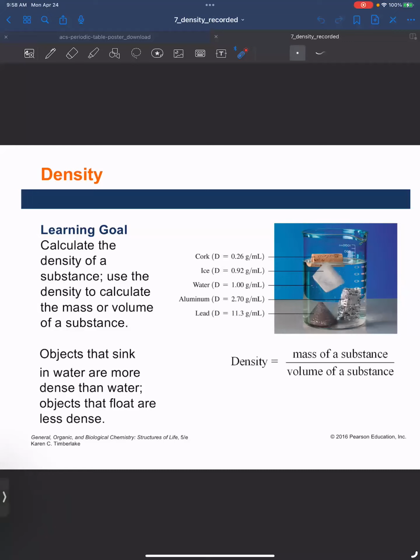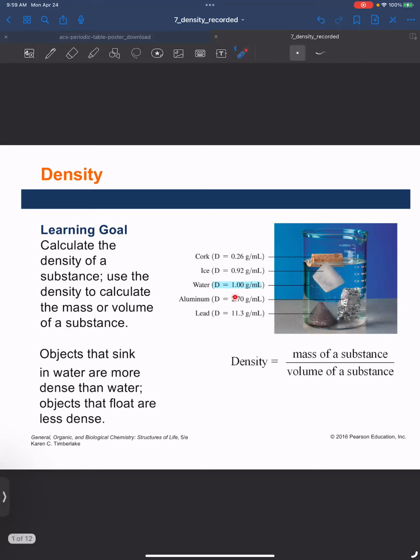Our learning goal is to calculate the density of a substance and use the density to calculate the mass or volume of a substance. The formula we will be using is density is equal to mass of a substance over volume of a substance. And we will always be referencing the density of water. Water's density is 1 gram per milliliter.